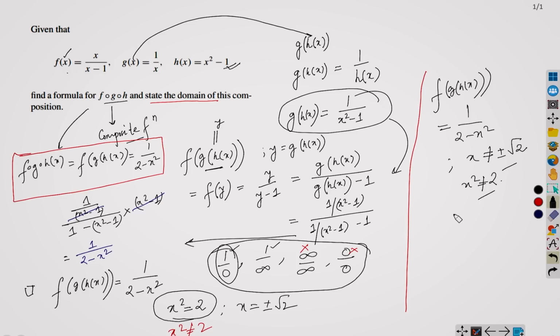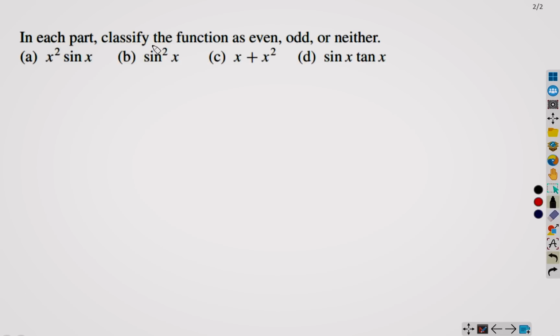Yes, okay. In each part, classify the function as even, odd, or neither. Now what is the definition of an even function and an odd function? Let's say f is a function. We will call this an even function if we can write the function in this way: f of minus x equals f of x. This is the definition of an even function.